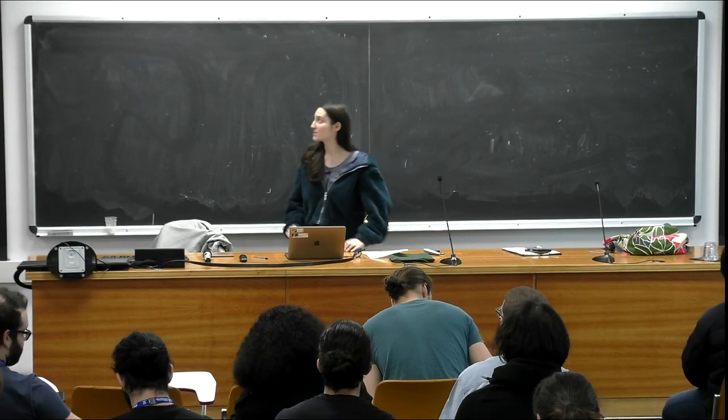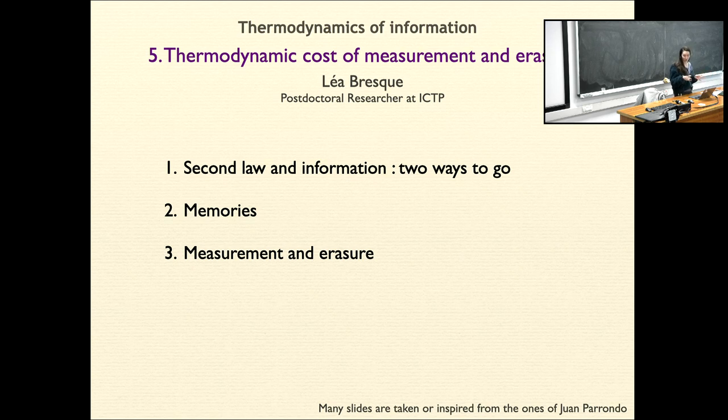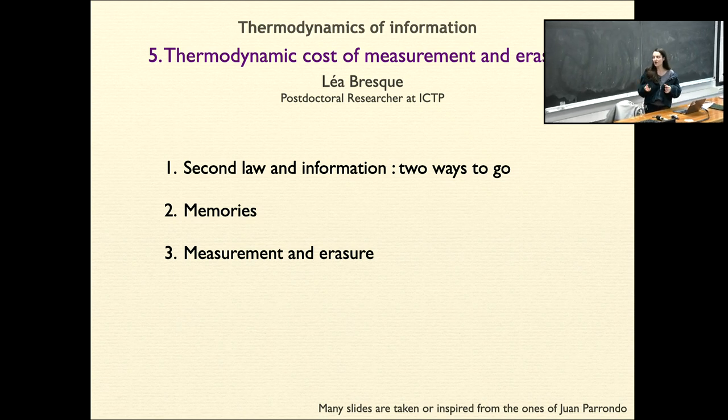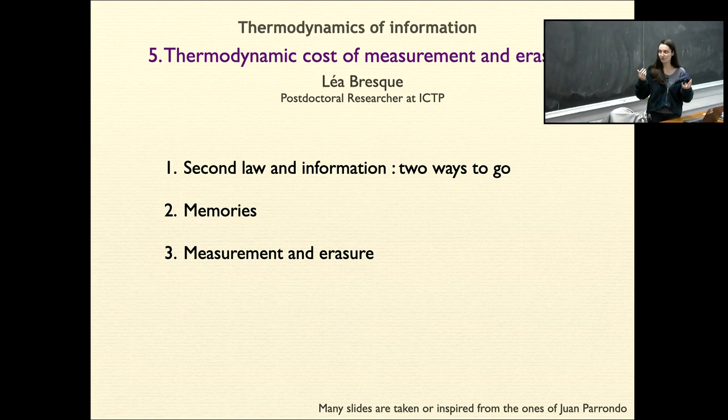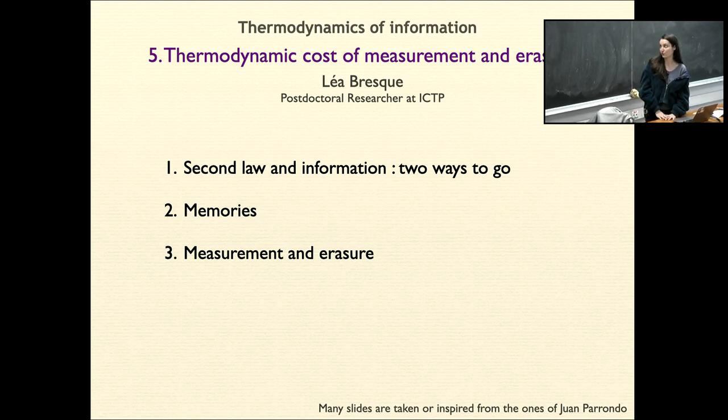So it will be about thermodynamic costs of measurement and erasure, and it will be split in three sections. So first, I will very briefly go to the second law of information, just to give you the general picture of the two ways we're trying to follow to incorporate information in the second law. Then I will tell you about memories and how we can take into account memory in a thermodynamic sense. And last, I will explain to you what measurement and erasure do when we try to deal with the second law in the context of measurement.